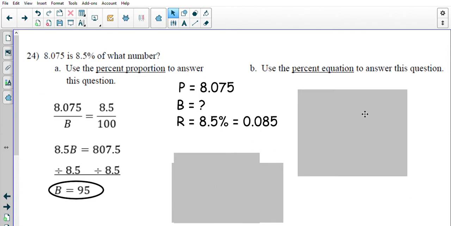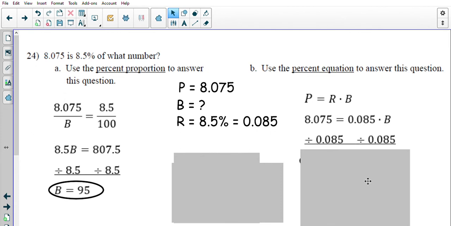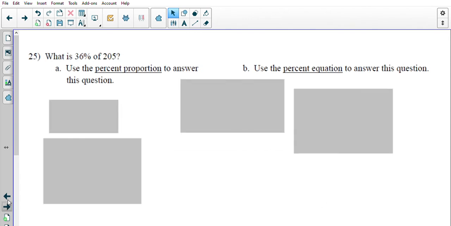For the percent equation, you have 8.075 equals 0.085 times B, lots of decimals. Divide both sides by 0.085, and you still get 95 for your solution. So you get the same thing. Again, you might prefer one over the other. I do find more students prefer the proportion and seem to be a little bit better at it, but the equation works well too. All right, number 25, last one of these.